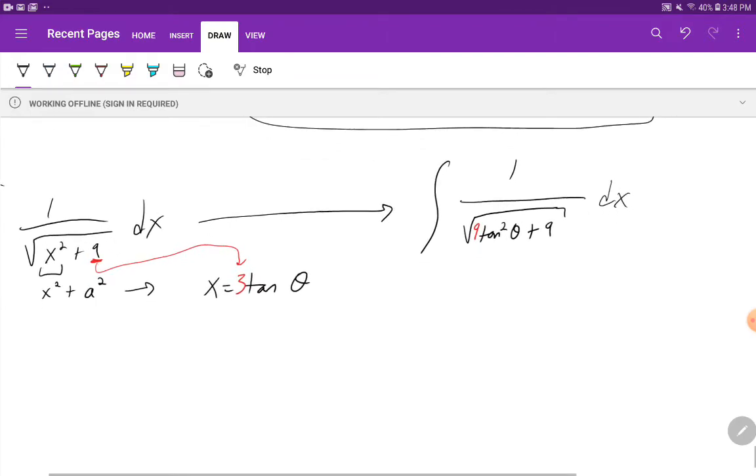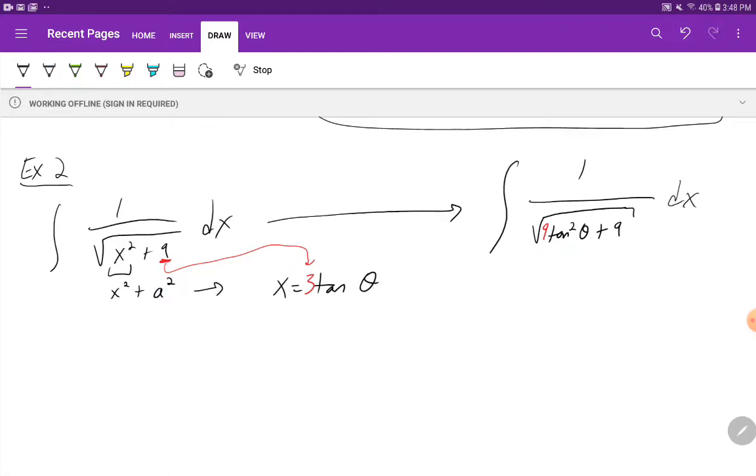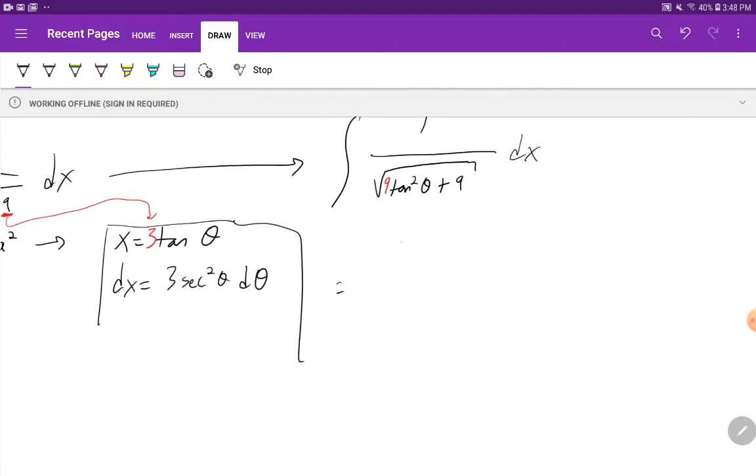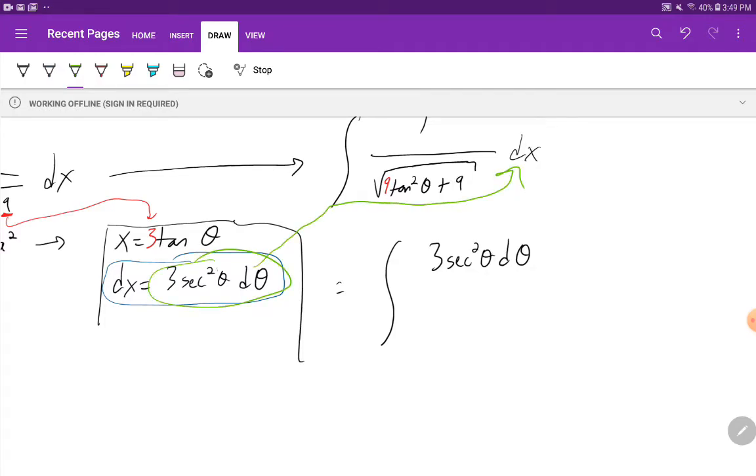Next, we gotta substitute in for this dx and see what happens, right? So I jump to my original substitution here, and I derive. I get dx is equal to 3 secant squared theta d theta, right? Because the derivative of tangent is secant squared. We make the substitution and see what happens. This becomes the integral of 3 secant squared theta d theta, because I substituted that in for dx.